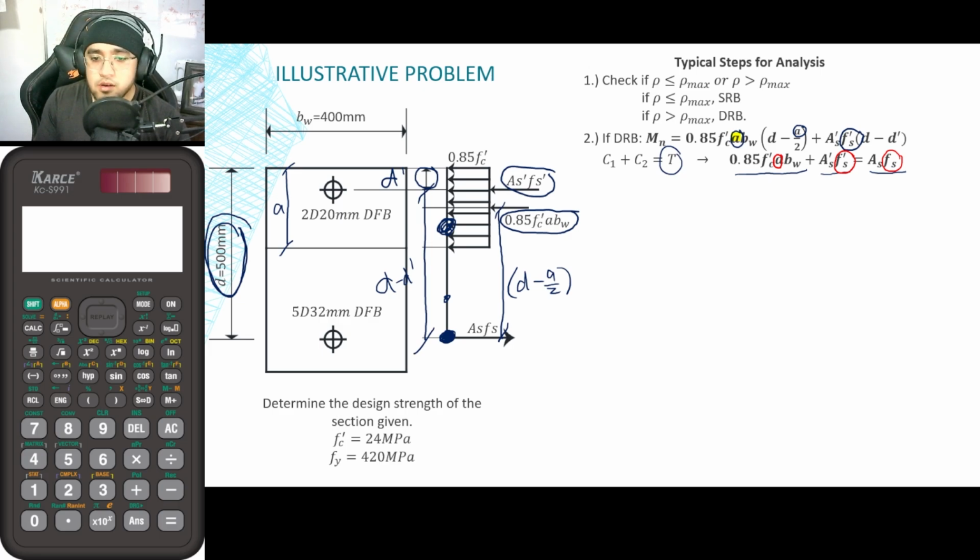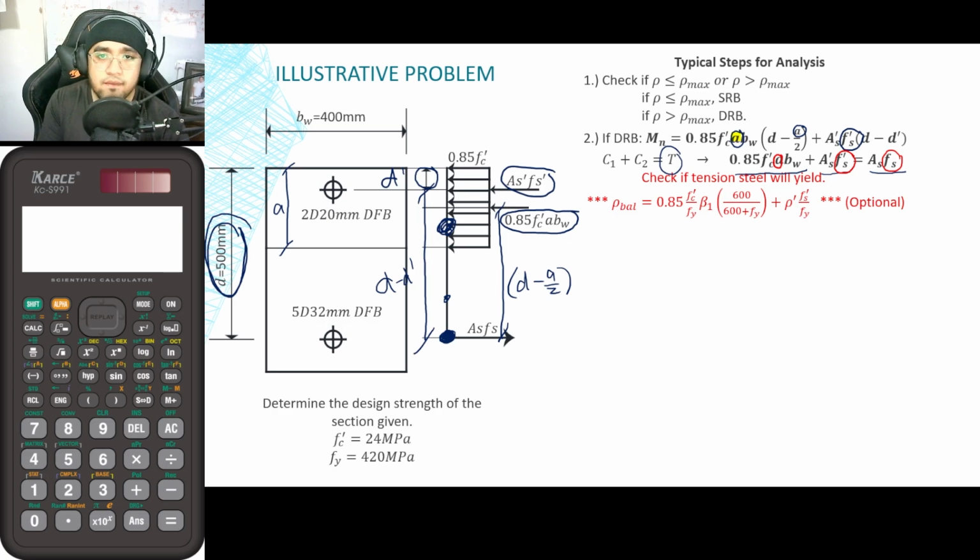So the next thing that you can do is check if the tension steel will yield. One method of knowing if the tension steel will yield is by solving for rho balance. But take note that this is only optional. For the rho balance, we have already derived this equation right here from our last video. But once again, this is optional.